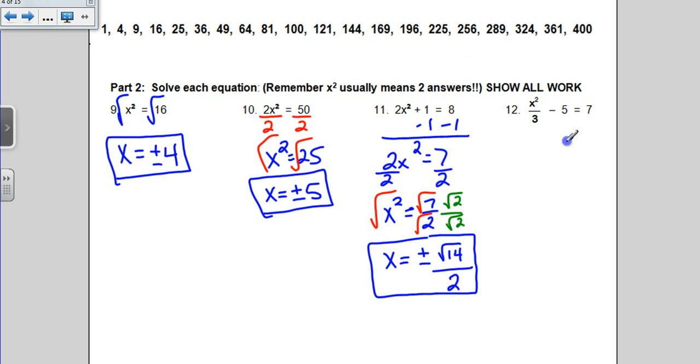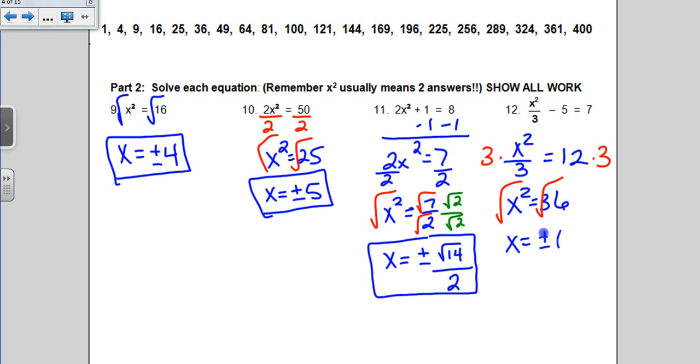On number 12, our first step is to add the 5, so we have x squared over 3 equals the 12. And then to get rid of the divide by 3, we're going to multiply both sides by 3. So we have x squared equals 36. And now when you square root both sides, we get our answers of x equals plus and minus 6.